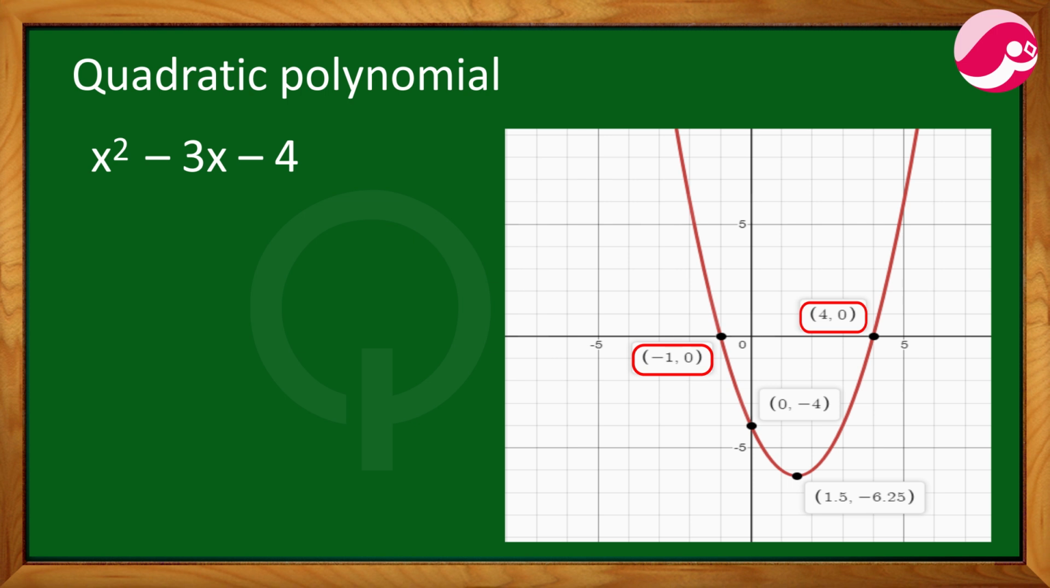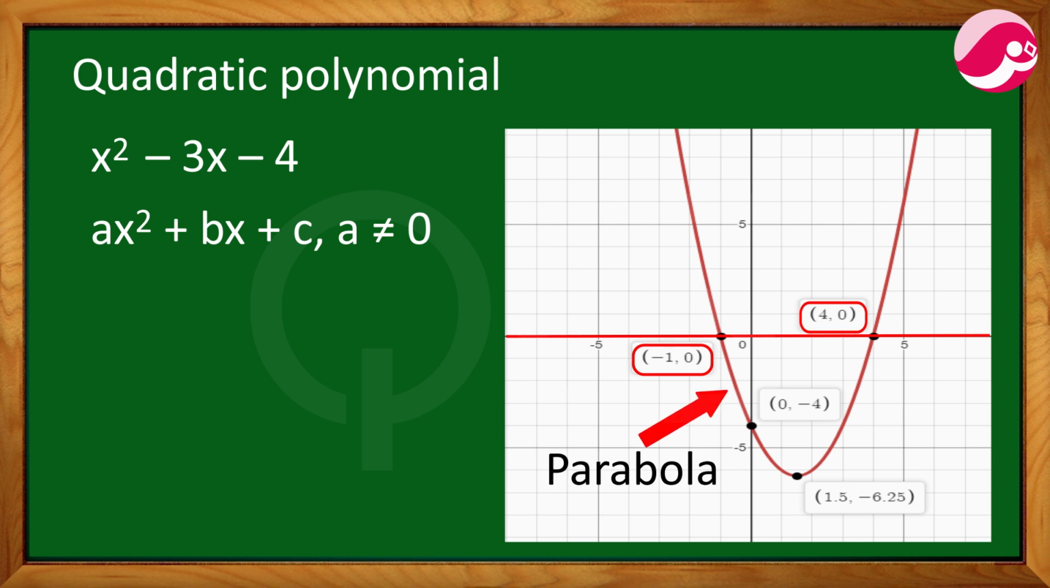Because the parabola intersects the x-axis at these two points, y = x² - 3x - 4 intersects the x-axis. This fact is true for any quadratic polynomial, that is, the zeros of a quadratic polynomial ax² + bx + c, a not equal to 0, are precisely the x coordinates of the points where the parabola representing y = ax² + bx + c intersects the x-axis.